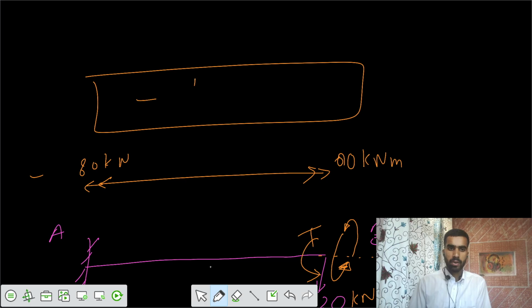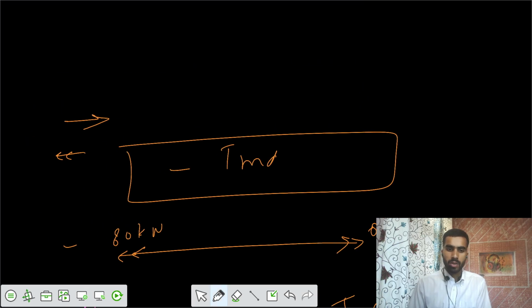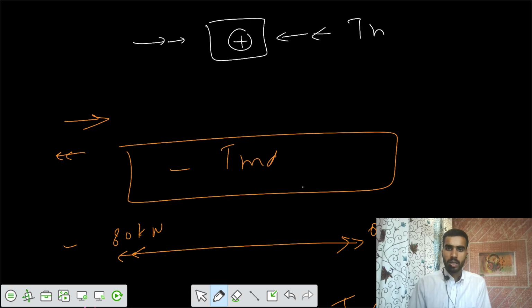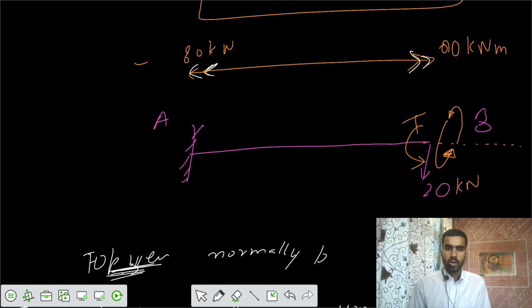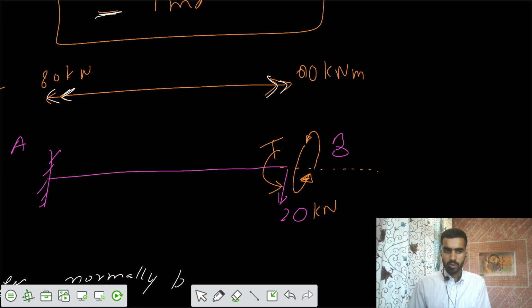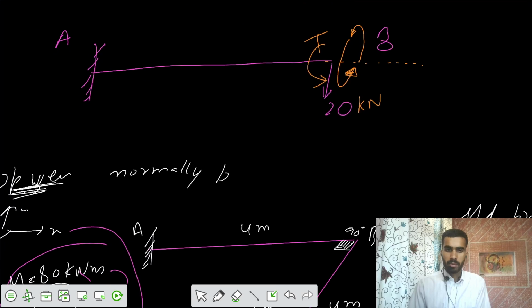I would say this is a negative TMD, because your traverse is in this direction, but your arrows are in the opposite direction. So the sign convention for torsion is that if the torsion is towards the section, that is positive torsion. And if the arrows point away from the section, that is negative torsion. So you got the values of TMD. Now you need to say what the BMD and the SFD are.